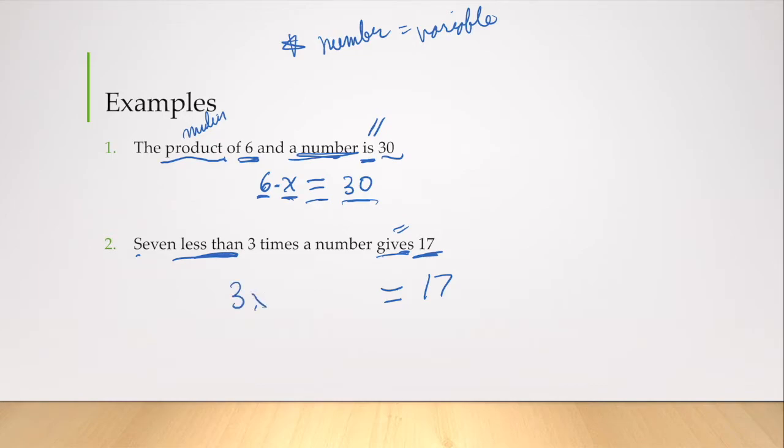So that would mean I have 3x, but I want 7 less than 3x, which means I'm actually subtracting 7 from 3x. So be careful to not always read, well, okay, you always need to read from left to right, but you may not be writing the equation verbatim.